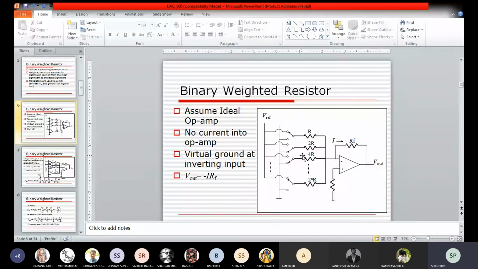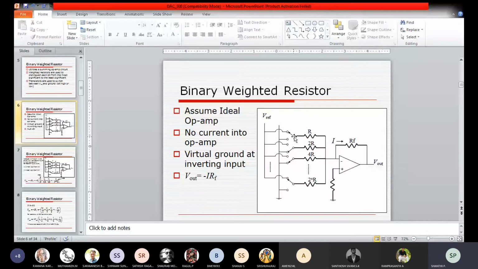You have to think how many resistors are connected here. How many digits are given, you have to check the input. 5 digit means 5 resistors coming here. 4 digit means 4 resistors. So that reason we have 2 power n into R, 0, 1, 2, 3 up to infinity. Okay, this type of digital signal is converted into analog signal at the output.